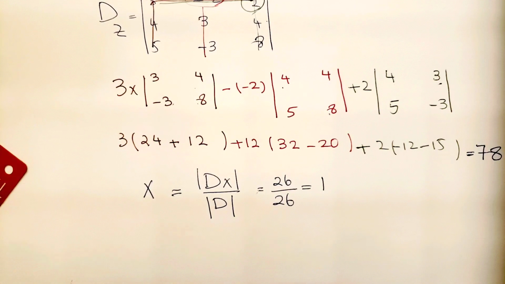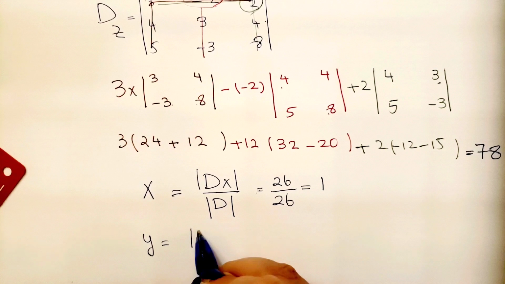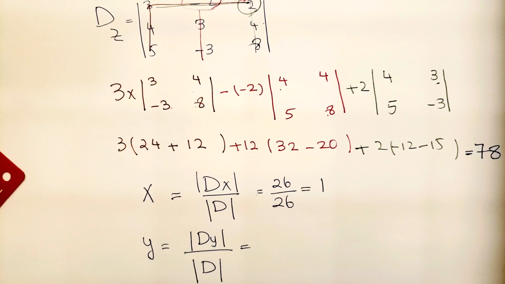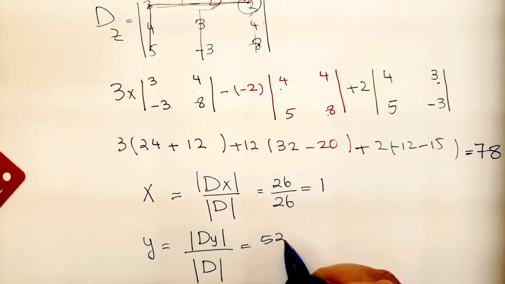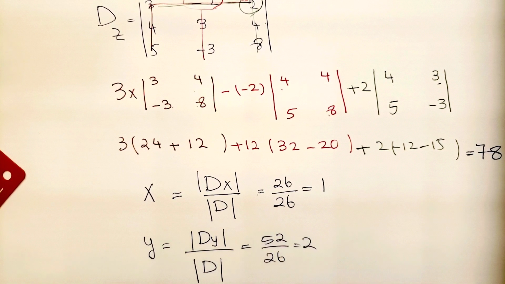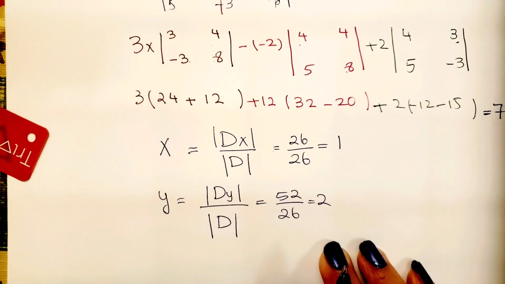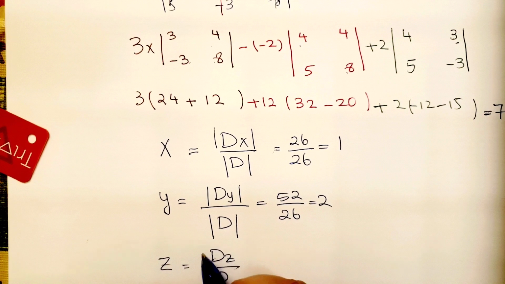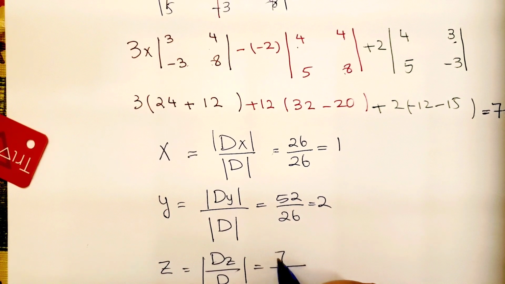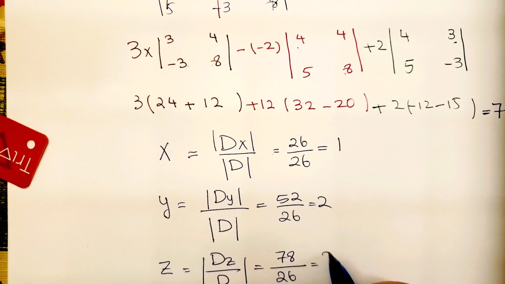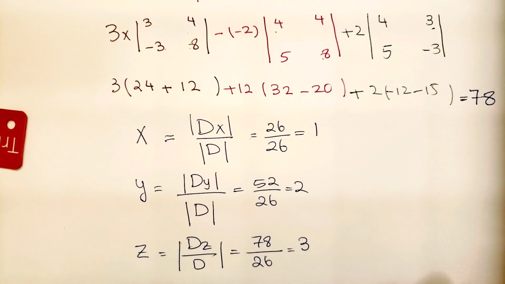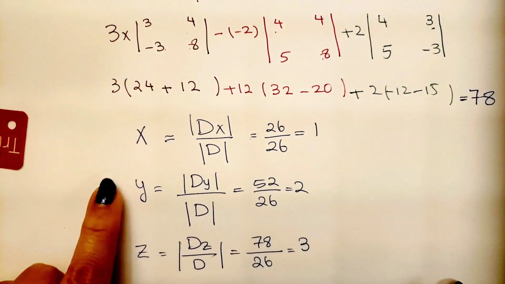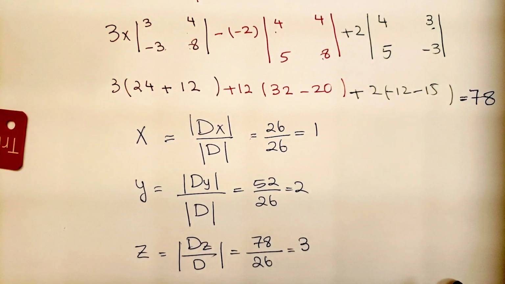Okay, so now let's calculate the y, which is dy, determinant of y over determinant of d. The dy was 52 over 26, which is 2. Perfect. And then the third one, the z, would be dz over d, which is 78 over 26, which is 3. Perfect. So far, I calculated my 3 variables, x, y, z, using Cramer's rule.